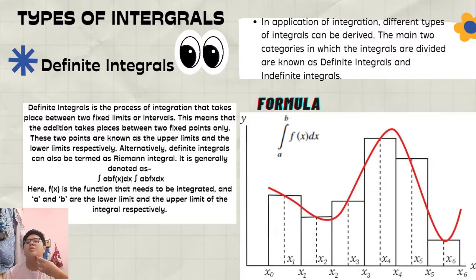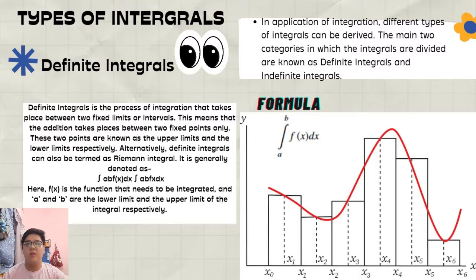There are two types of integrals. In application of integration, different types of integral can be derived. The main two categories in which the integrals are divided are known as definite integrals and indefinite integrals. Definite integral is the process of integration that takes place between two fixed limits or intervals. This means that the addition takes place between two fixed points only. These two points are known as the upper limit and the lower limit respectively.